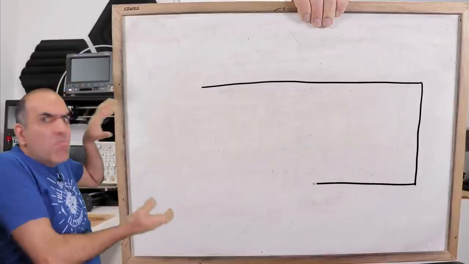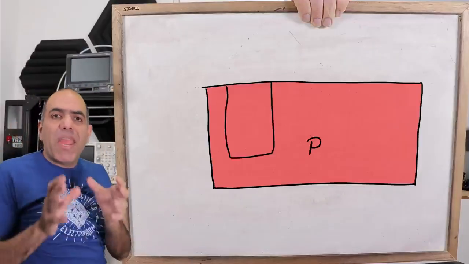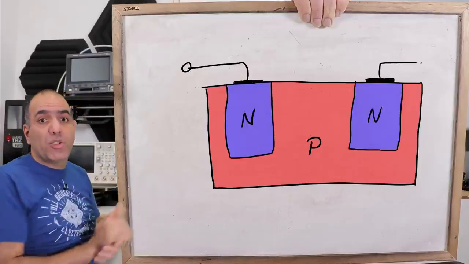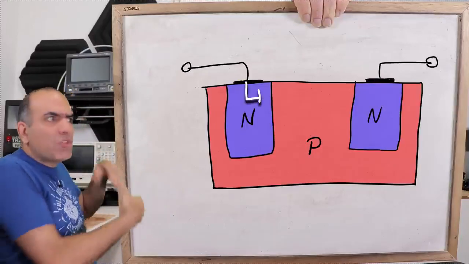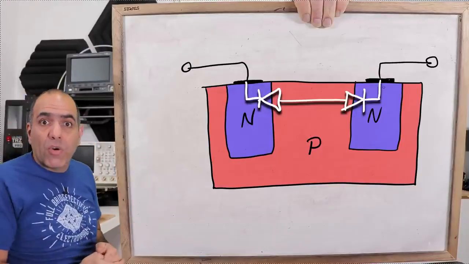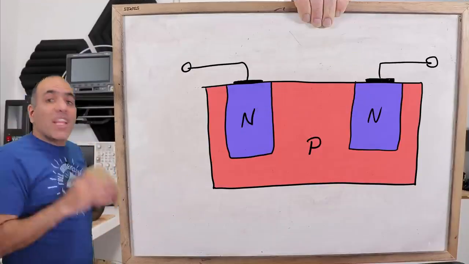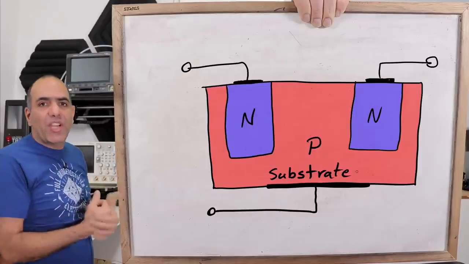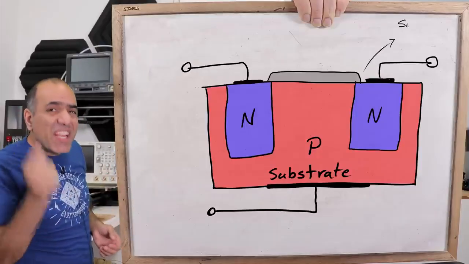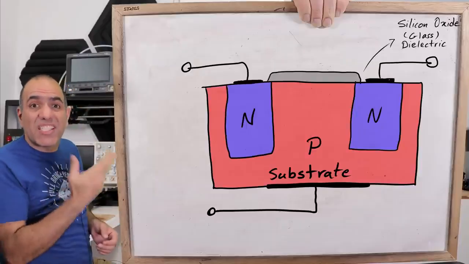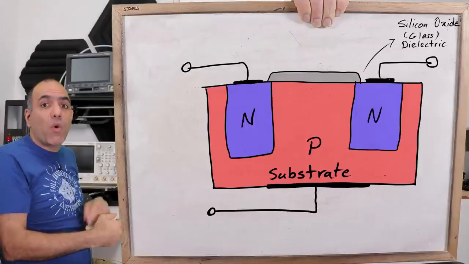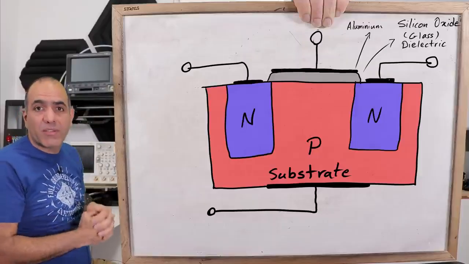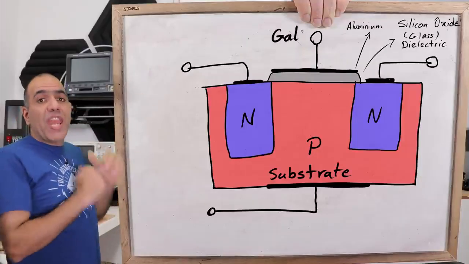Now imagine we have a big P-type silicon and we make two regions of N-type silicon on the sides and connect two terminals to it. It would be as if we have two reverse diodes back to back, so current can't flow either way. Let's connect another terminal to the main P-type silicon we call a substrate. Then we grow a piece of thin glass up there, oxidizing the silicon between the two N terminals for insulation, and deposit a layer of aluminum on top of it. The aluminum terminal is called gate.